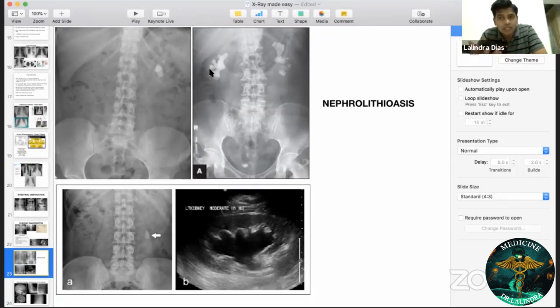What are the common causes of stone formation? Hypercalcemia and hypercalciuria. So conditions like hyperparathyroidism, hypervitaminosis D, you must think of. Renal tubular acidosis, they all can cause renal stone formation. Severe dehydration, recurrent urinary infections, they all can lead to stone formation. You must know that. This is about stones. X-ray abdomen over.